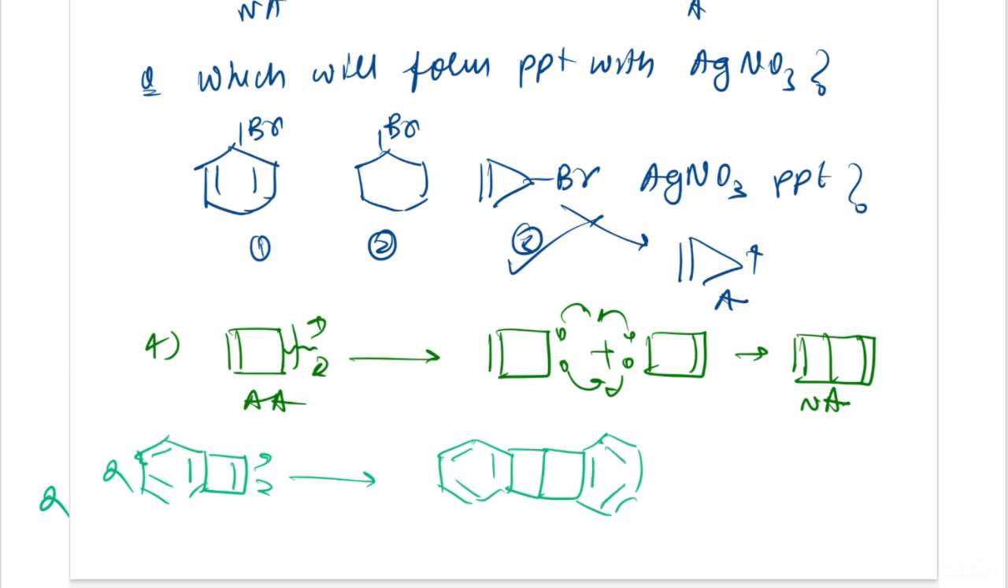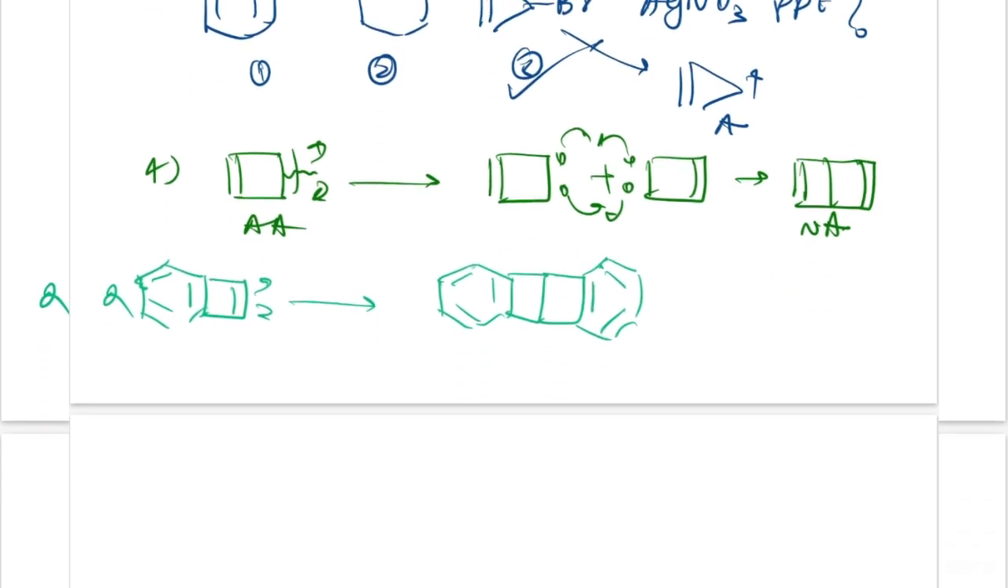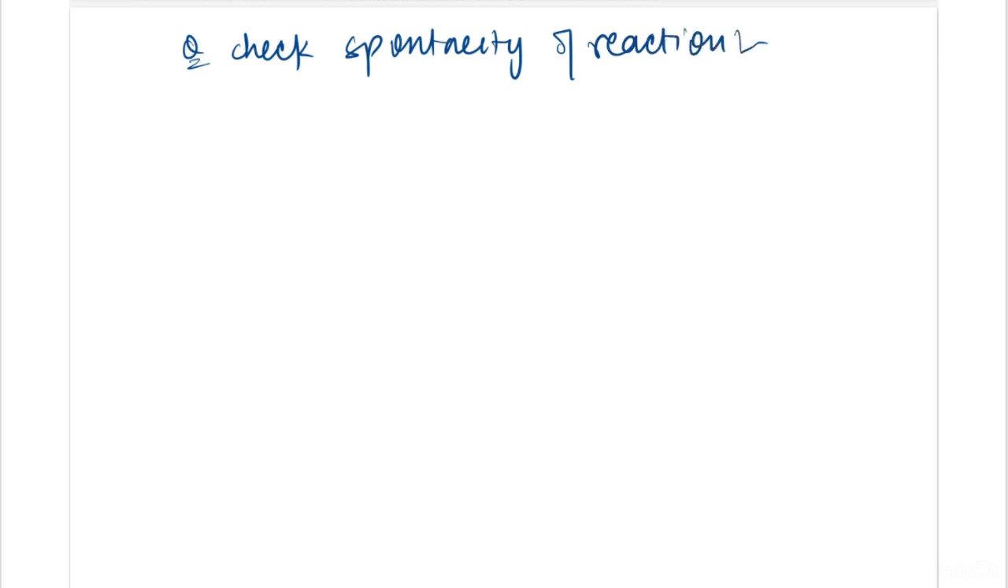So next is spontaneous reaction. We have to check the spontaneity of the reaction. Now, how do we check the spontaneity of the reaction? We have to just see whether the reaction will form an aromatic product or not, or go from anti-aromatic to non-aromatic. So if we have this type of question, bromine, whether it will react with AgNO3.